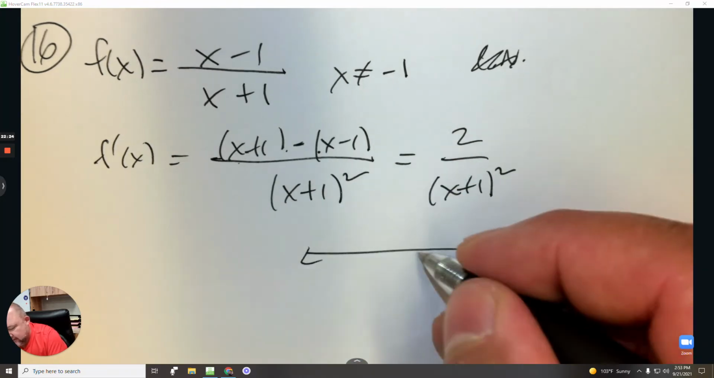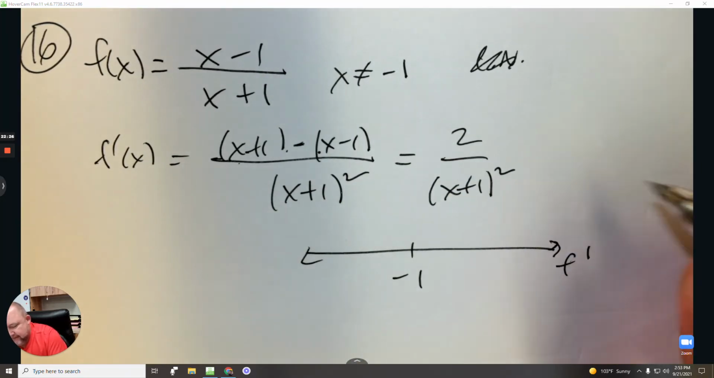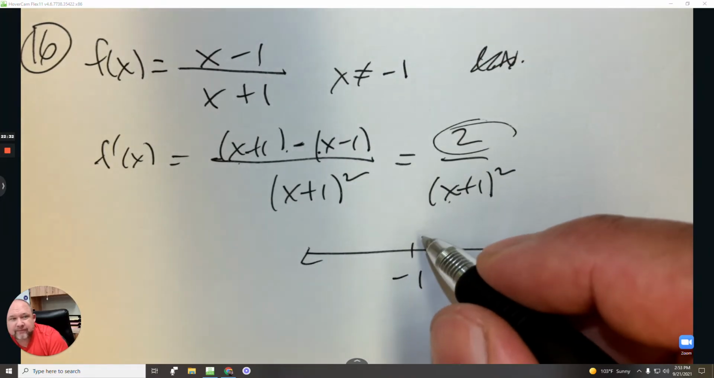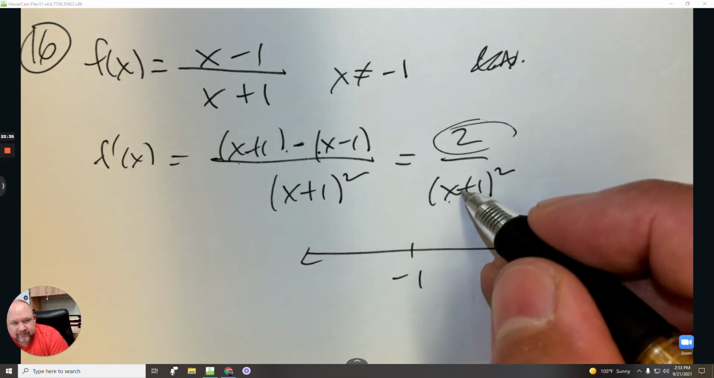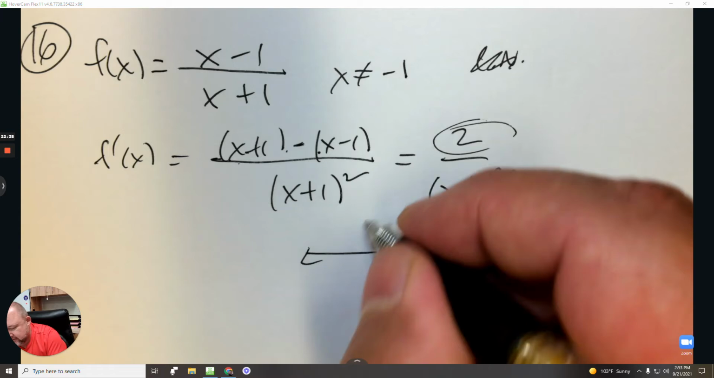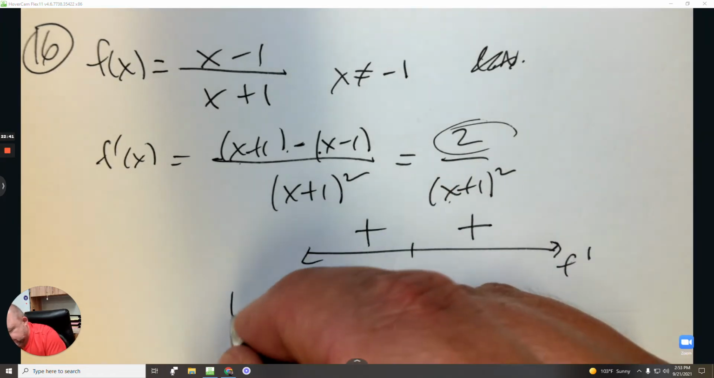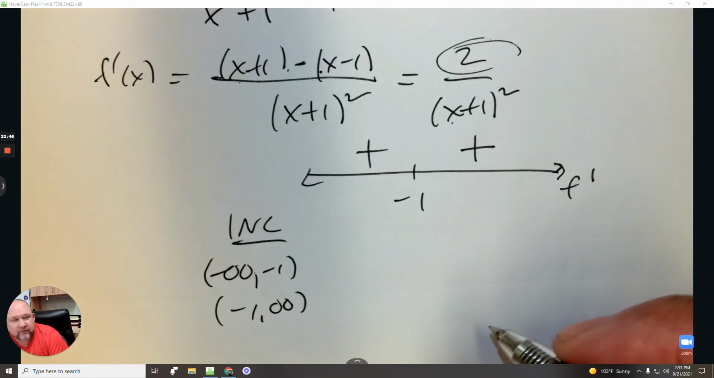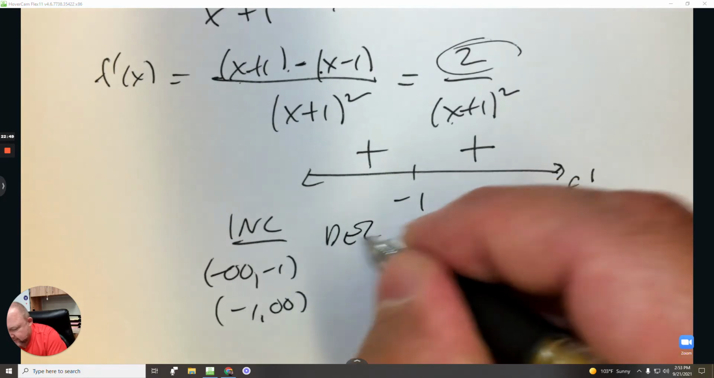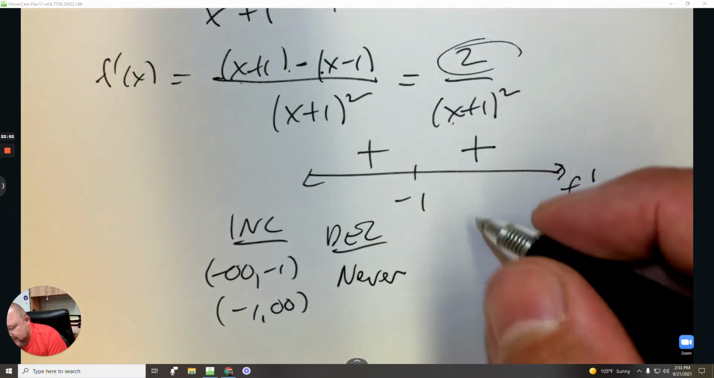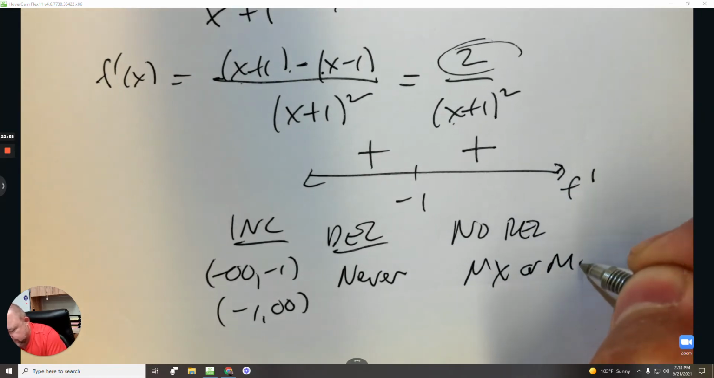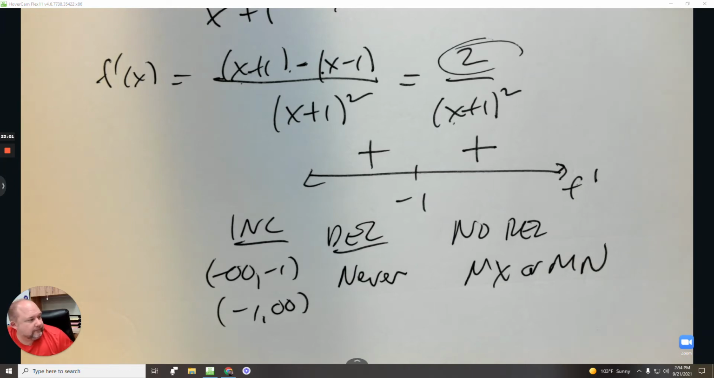So -1 is my only number on the number line. There's nothing in the numerator. And -1 is the restriction, which is an asymptote. If I plug in a negative number, you square it. This is always going to be positive. So it increases from negative infinity up to -1, and -1 to infinity, or just all the way across. Decreases never. And there is no relative max or mins. That's number 16.